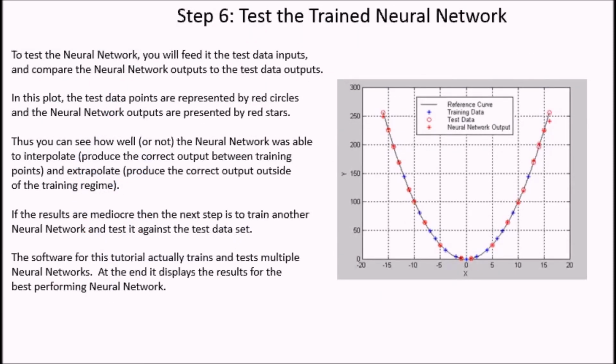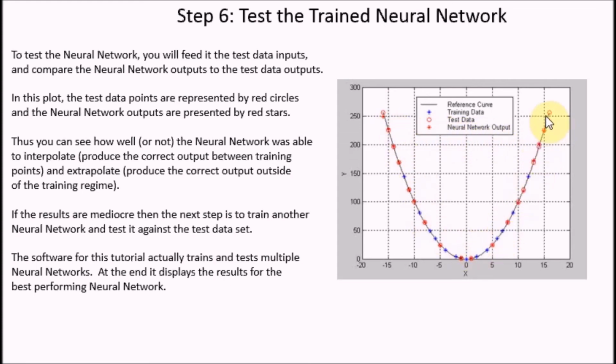So now we are at the final stage. We've trained the neural network, and now we're going to test the trained neural network. So to test the neural network, you will feed it the test data inputs and compare the neural network outputs to the test data outputs. So in this plot, the test data points are represented by red circles, and the neural network outputs are represented by red stars. So here you have the training data, which is in blue. So again, you can see what we originally trained on. The circles are the test data. That's what the neural network should actually be outputting. And the stars are the actual neural network output.